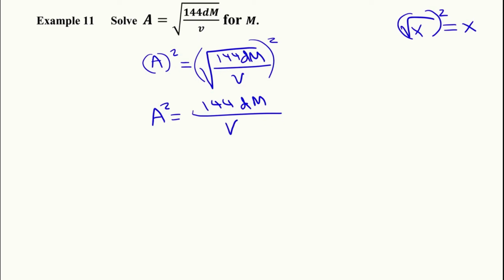Now, keep your eye on the target, which is m. So again, I hope you realize we have ourselves a proportion. We're going to cross multiply. So we get 144 dm equals a squared v. And since we're solving for m, we're going to want to get rid of everything else there. So we're going to divide both sides by 144 d.